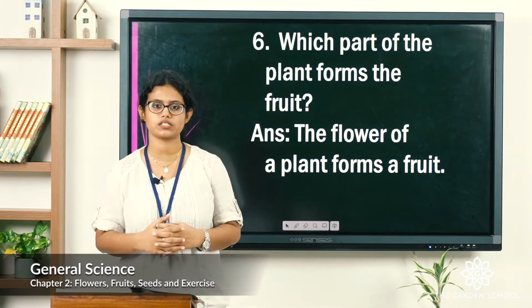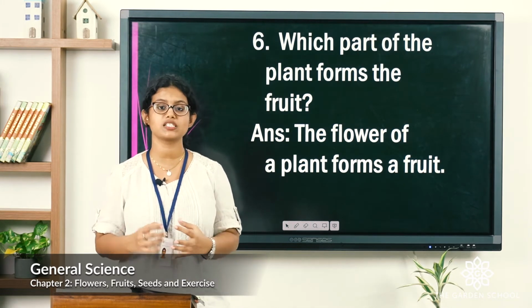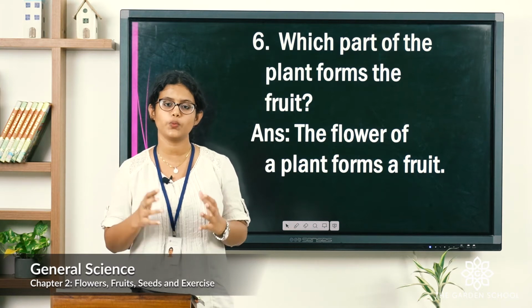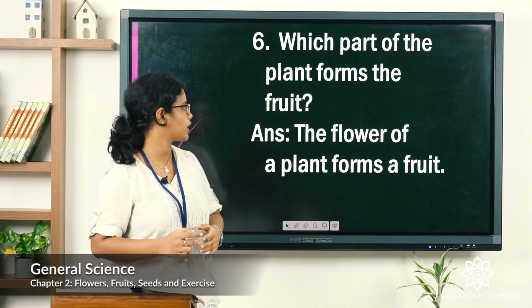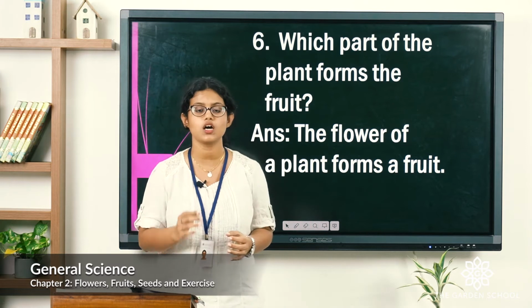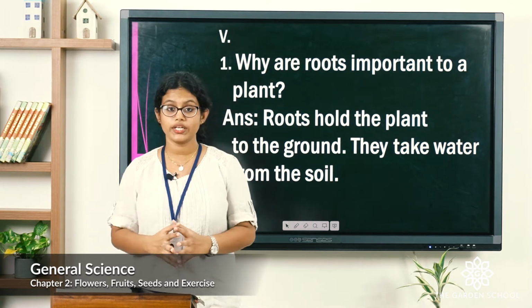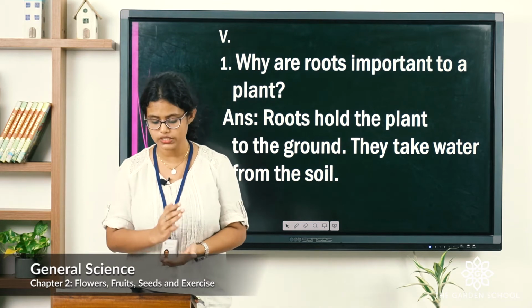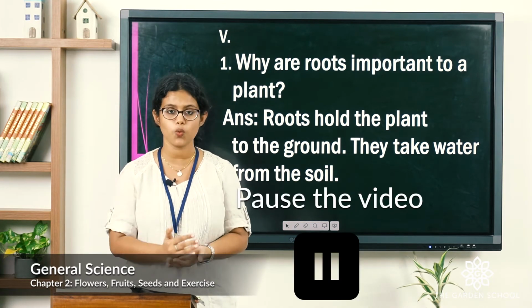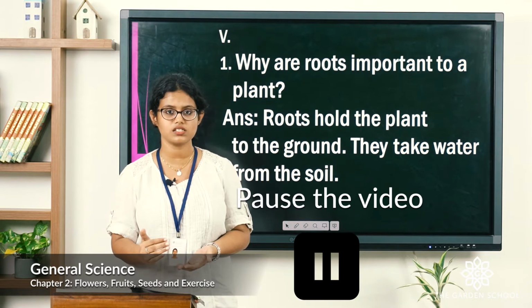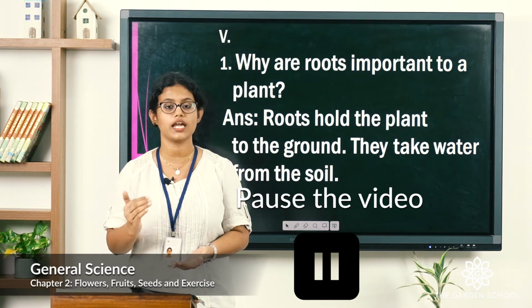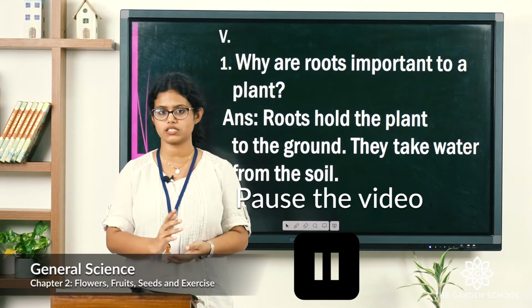Moving on to the next question. Which part of a plant forms a fruit? That is the flower. You can write the flower of a plant forms a fruit. So what you can do is, we have discussed questions from 1 to 6. Now you can pause the video, then write the answers in your notebook with proper date.